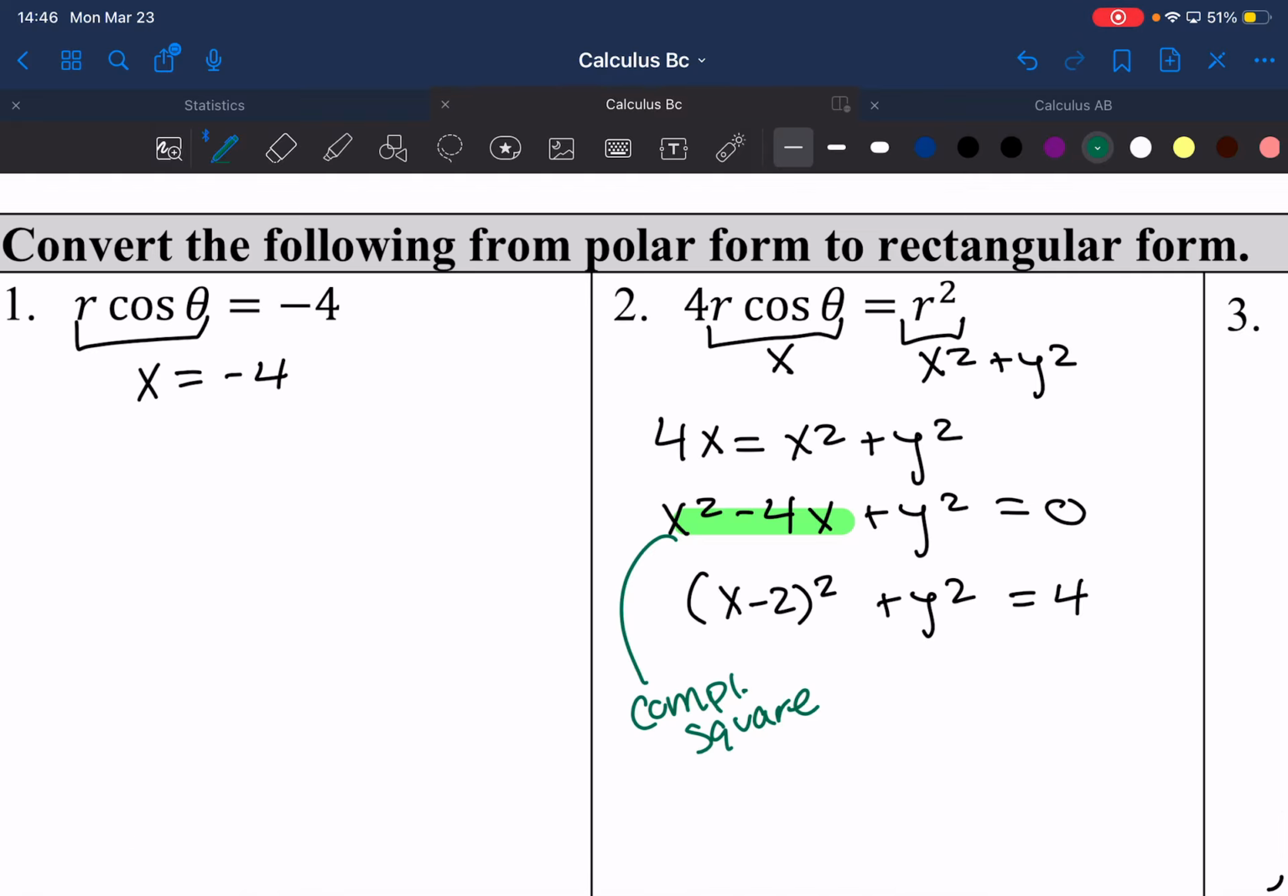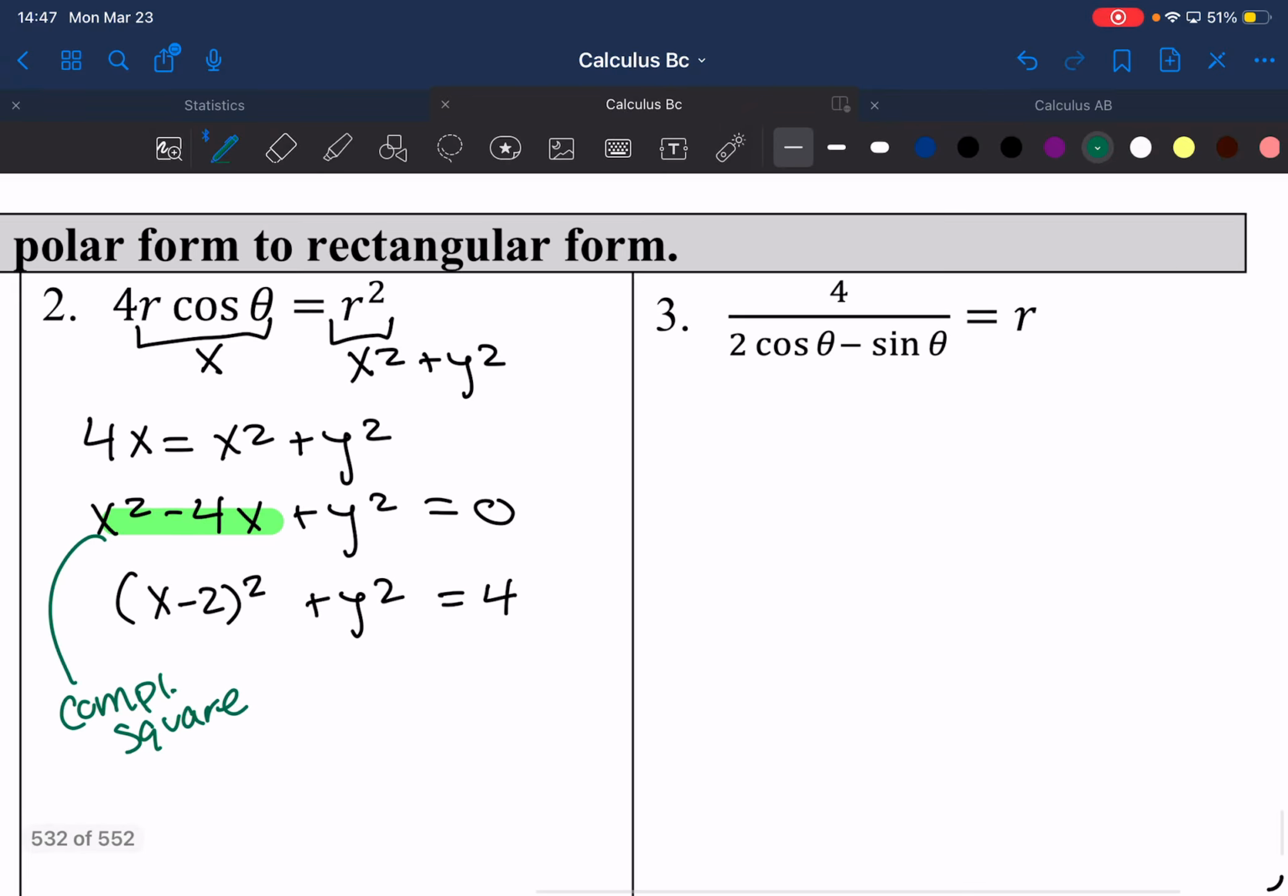And then lastly, number 3, we have 4 divided by 2 cosine theta minus sine theta is equal to r. So in order to get rid of the denominator, I'm going to multiply both sides by the denominator. So I have 4 is equal to 2r cosine theta minus r sine theta. So I just distribute the r in.